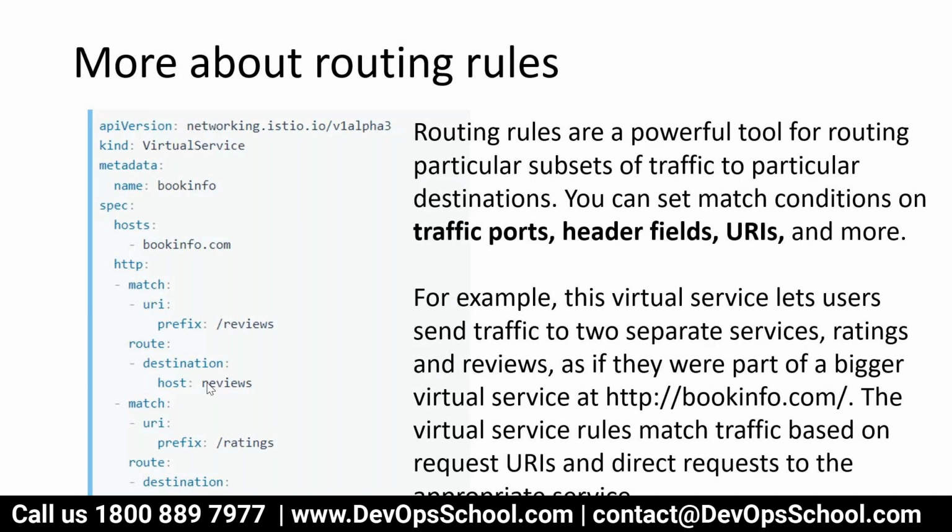One more example for this. What do you want? A virtual service. What is the name of it? Bookinfo. On which domain will the traffic hit, so that this virtual service will be activated? Bookinfo.com. Where will the traffic go? HTTP traffic will match with the URI reviews. So if anyone types bookinfo.com/reviews, then go to the reviews service. If anyone types bookinfo.com/rating, then go to the rating service. This is path-based routing. Are you understanding, all of you? Yes. So bookinfo/reviews goes to the reviews service, bookinfo/rating goes to the rating service.